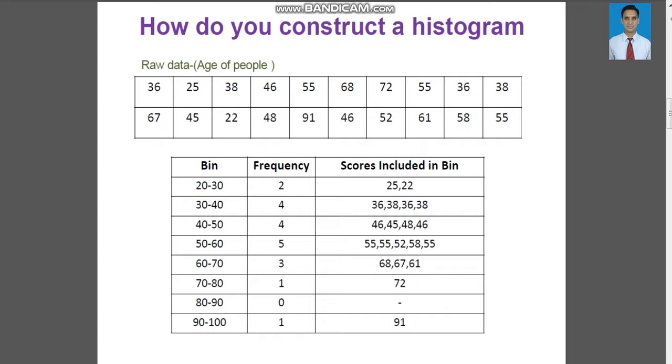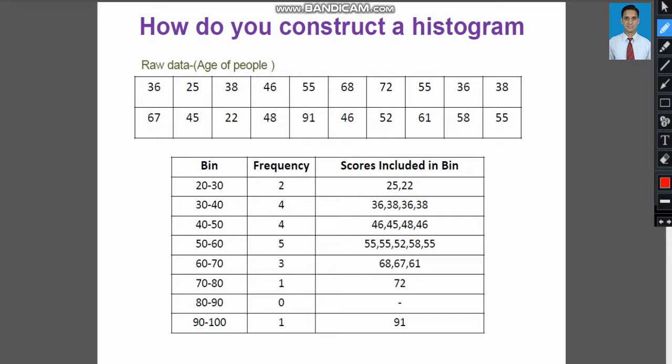How do you construct a histogram? We will take raw data, for example the age of people, and see how to represent this data in tabular form. For example, we have raw data as the age of people, like 36 years old, 25 years old, 38 years old, and so on, up to 55 years old.